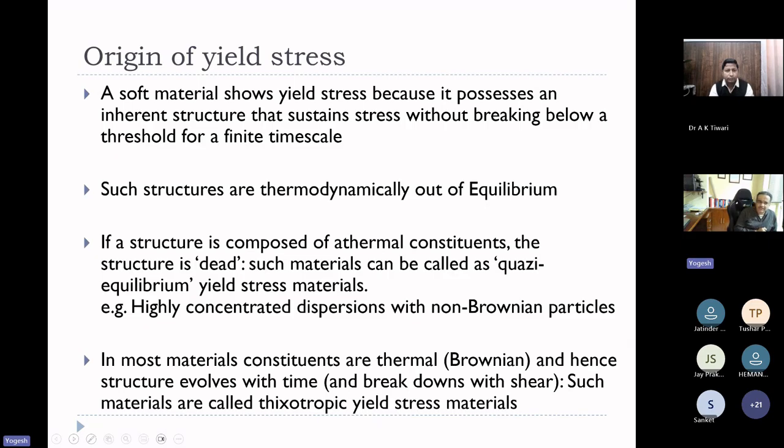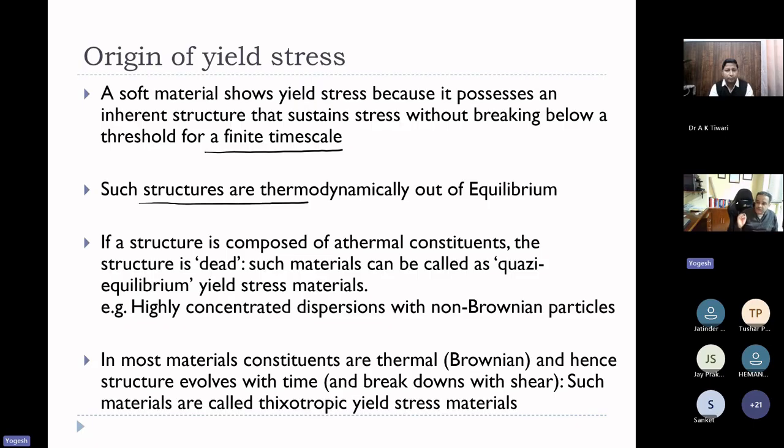What is the origin of yield stress? A soft material shows yield stress because it possesses an inherent structure, and that structure sustains stress without breaking below a threshold. And of course, for a finite time scale, because when the time scale becomes infinite, everything breaks down. But we are not going to go into that philosophical limit. Such structures of yield stress fluids are thermodynamically out of equilibrium. Yield stress fluids most likely are not at thermodynamic equilibrium.